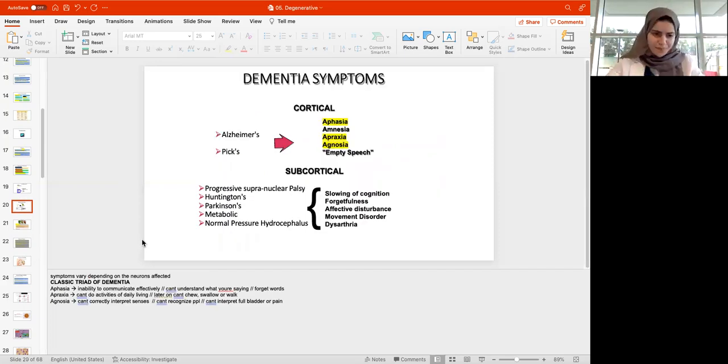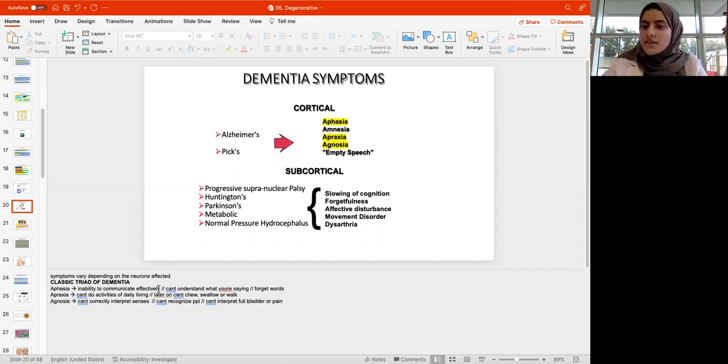Here, this is the classic triad of dementia, okay? He didn't mention it in the slide, but it's something that you should know: aphasia, apraxia, agnosia. Whenever you see these in a patient, then there's a high chance that this person has dementia, okay? So what does aphasia mean? It means they can't communicate effectively. So they can't understand what you're saying, or they start to forget words. Apraxia means they're lacking in the activities of daily living.